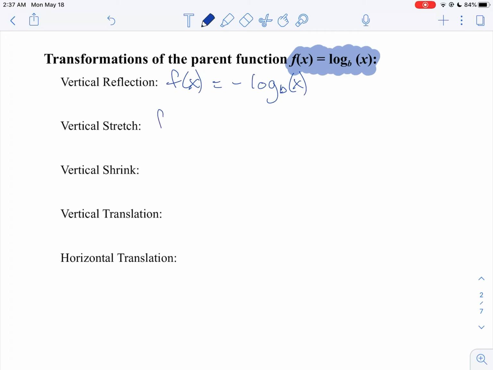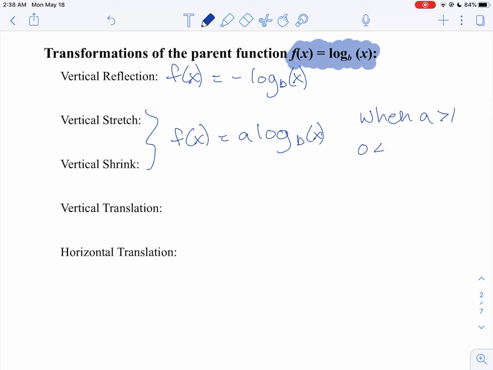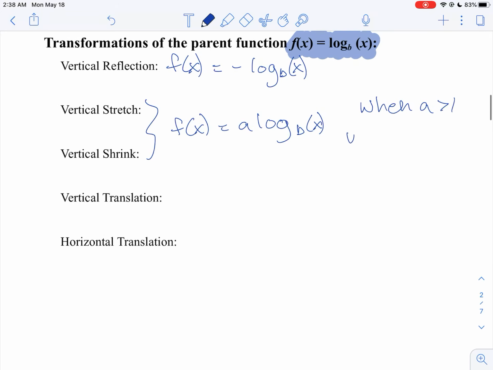To do a vertical stretch, actually, let me write this here. A vertical stretch or shrink is going to be if we put an a in front of our log, and it would be a stretch when a is greater than 1, and it would be a shrink when a is between 0 and 1, a fraction smaller than 1 would make it a vertical shrink.